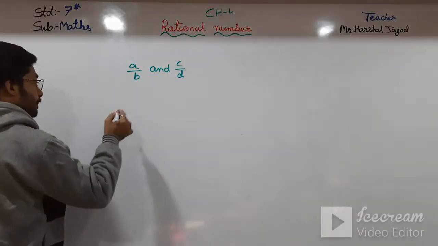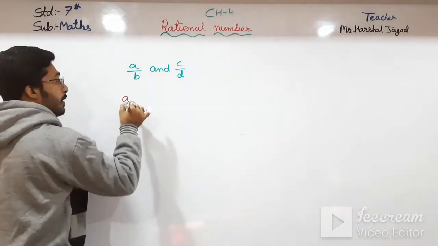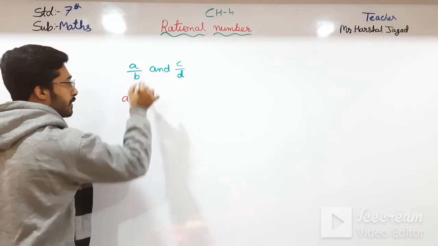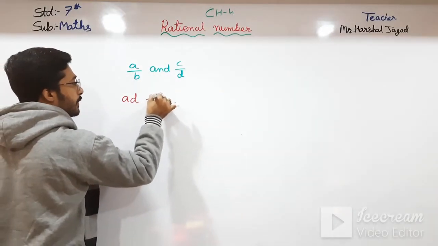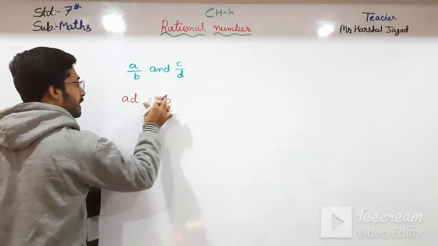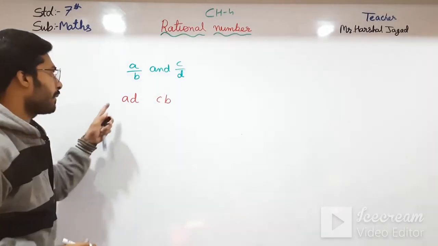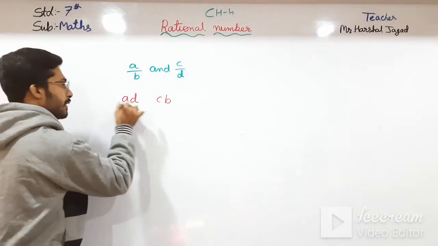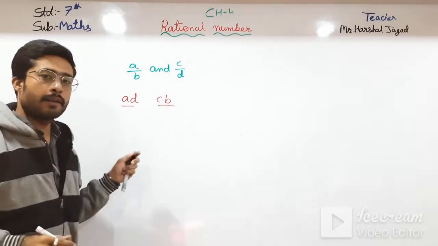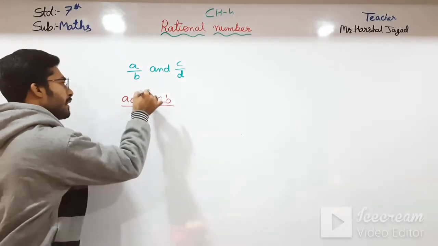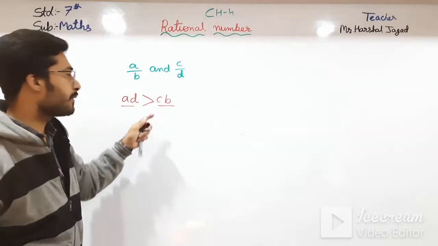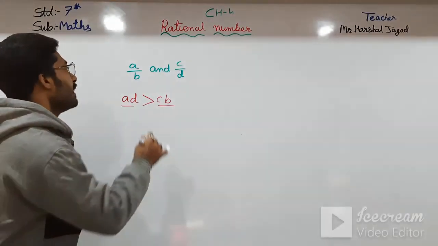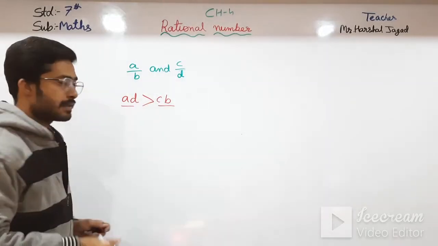Okay, students, we have to multiply crosswise, so that is AD and CB. If you multiply both pairs, then whichever is greater, you have to put the sign accordingly. If AD is greater, you put this sign. If CB is greater, you put this sign.